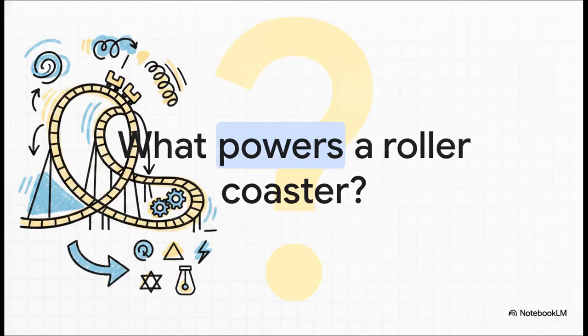So, what does power a roller coaster when there's no engine roaring up front? Well, the secret is all about invisible mechanical energy. It's this amazing physical system where energy is just constantly transforming back and forth. It drives the cars along the track using nothing but the sheer power of physical laws.